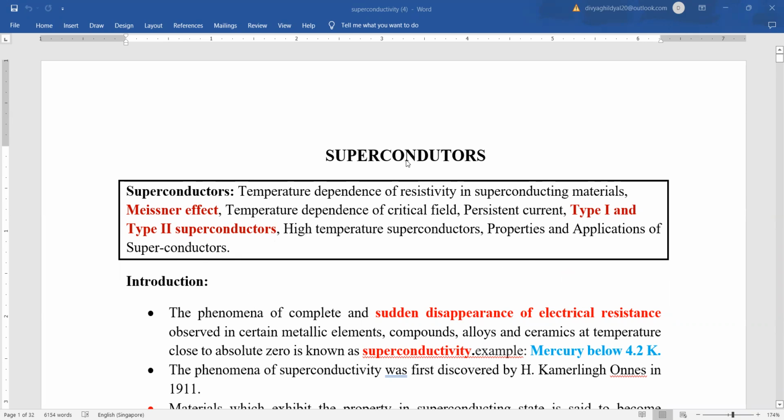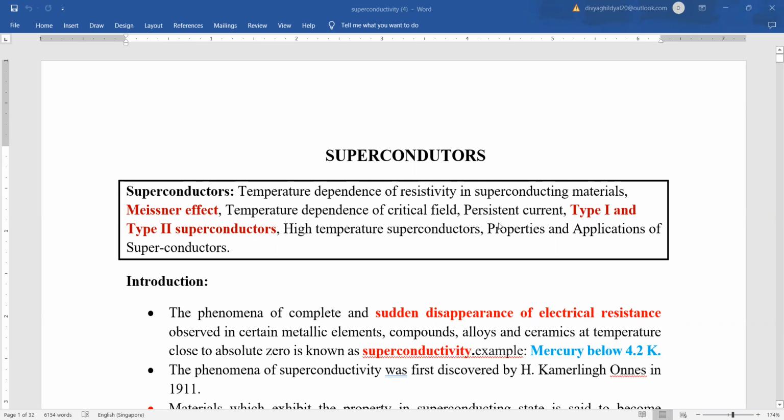Let us have a look at your syllabus. Superconductors. The syllabus comprises temperature dependence of resistivity in superconducting materials, and the Meissner effect, which is the most important part of your syllabus. It can be asked in section C as a 10-mark question.